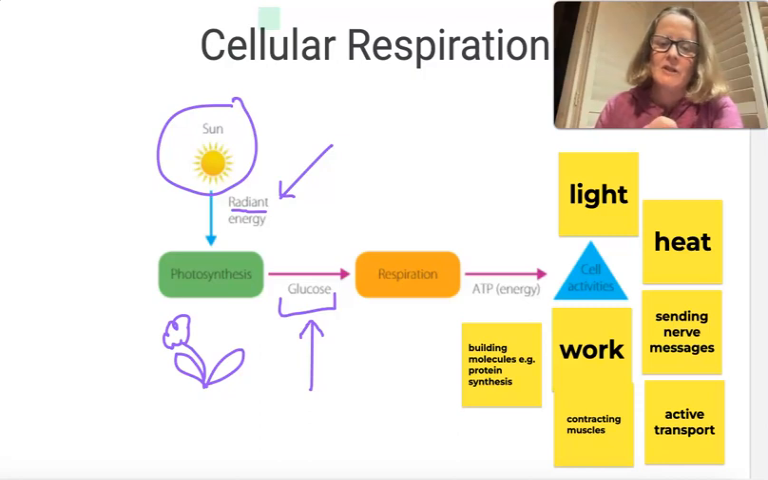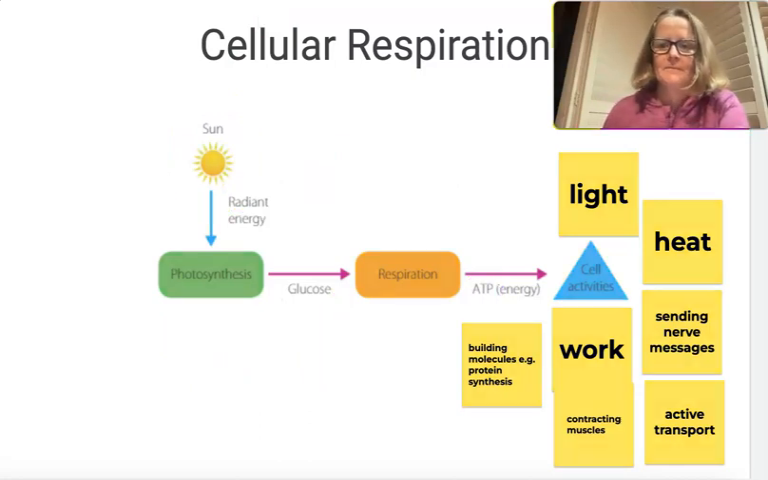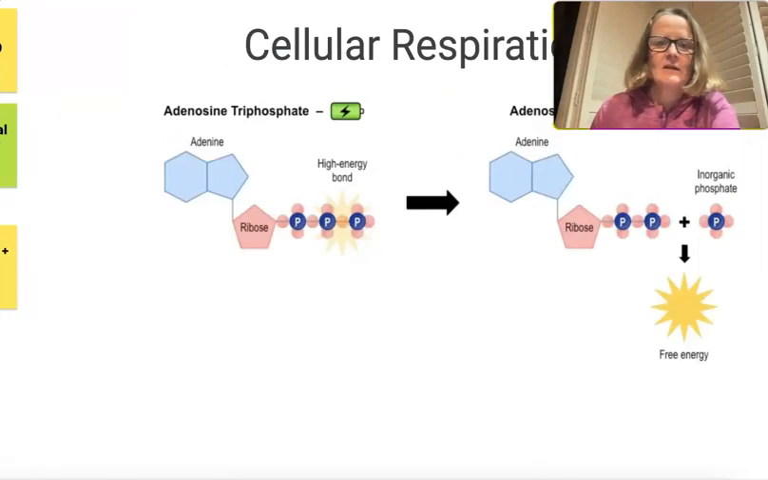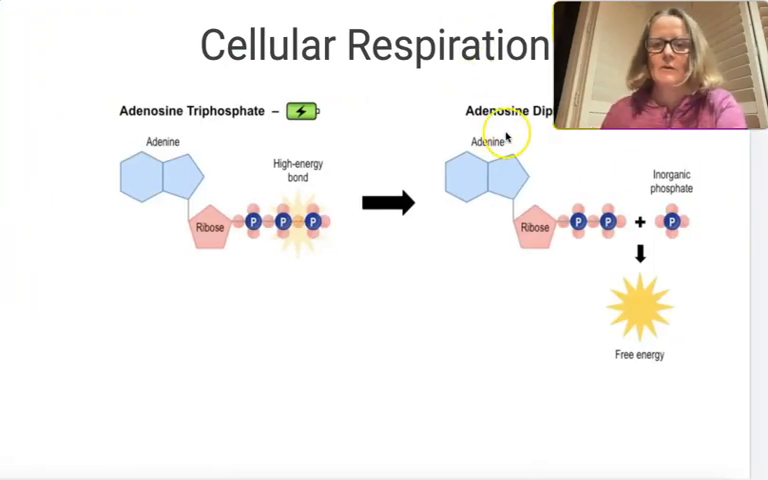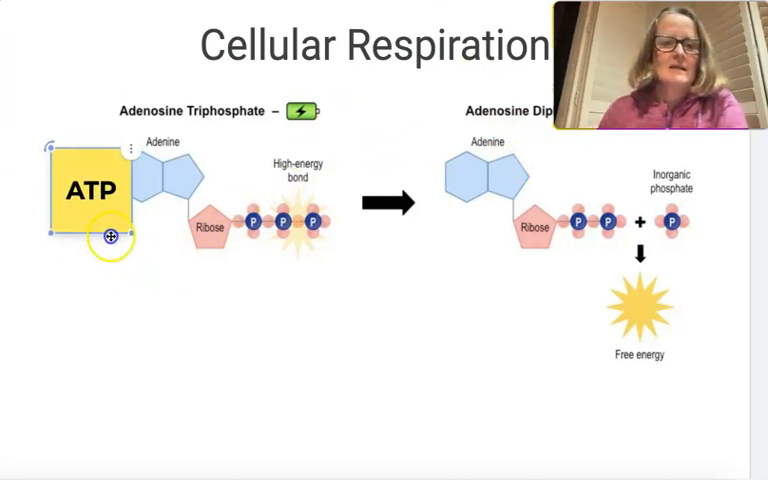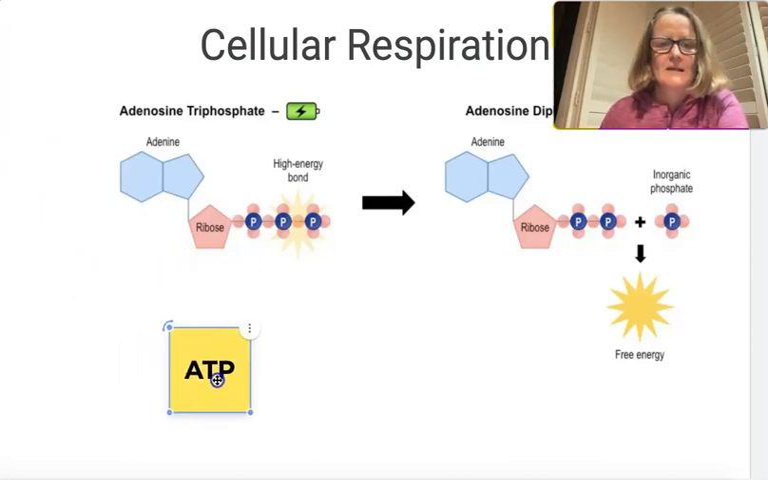This chemical energy is then transferred into another molecule called ATP, which is easy to transport around the cell to different places for the cell to use for work. So let's think a little bit more about ATP. ATP, its full name is adenosine triphosphate. So that's here, adenosine triphosphate.